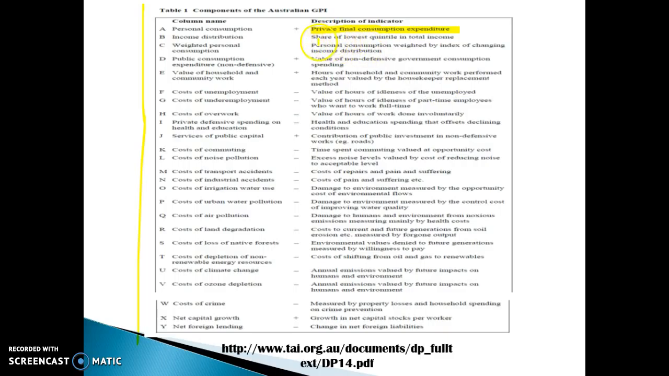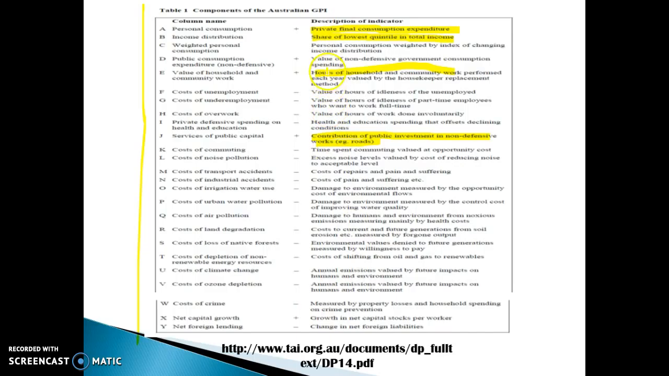So you can see here that it includes things like the share of the lowest quintile. So it basically adds the share of the lowest 20% of earners to see how evenly income is distributed. It adds things like hours of household and community work performed each year, or volunteer work. It adds things like contribution of public investment in non-defensive work, so roads. It's adding investment spending to consumption spending.